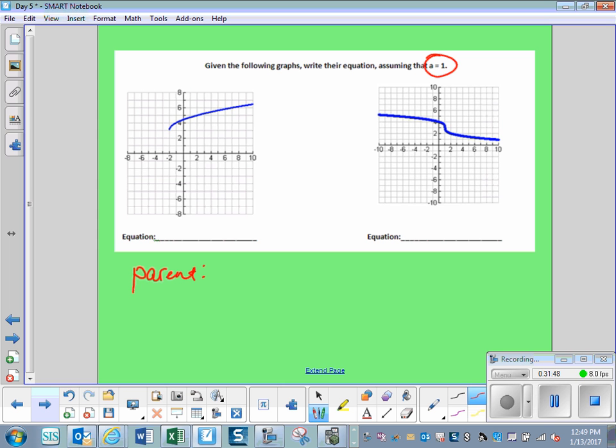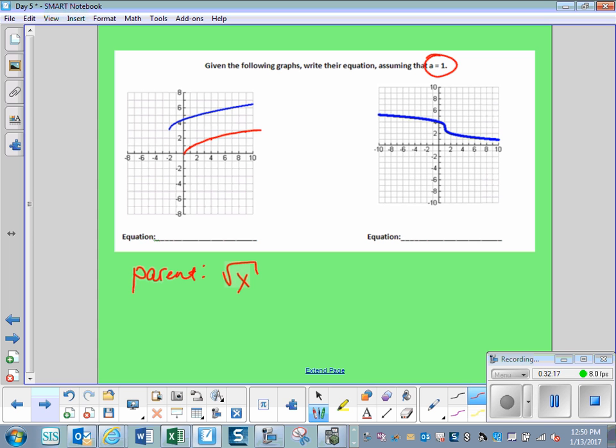Eva, what is the parent function here? Is it square root of x or third root of x? Square root of x. Right? What are the transformations that we see here? How will we decide? So my parent function should look something like this. Right? That's my parent function.